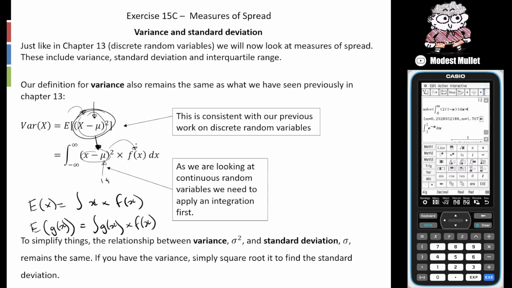As always, though, just like any of the other distribution functions, the relationship between variance and standard deviation is the same. The variance is just the square of the standard deviation. So if we find the variance first, we just square root that and get our standard deviation.